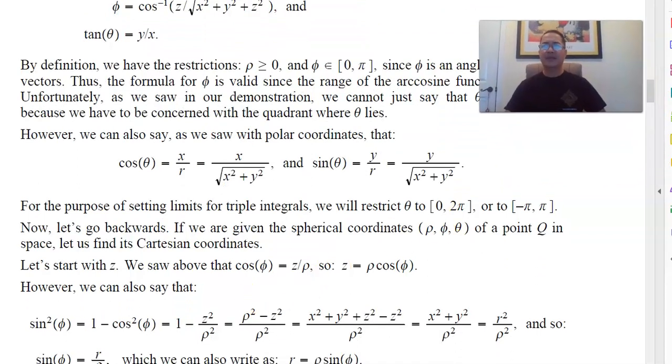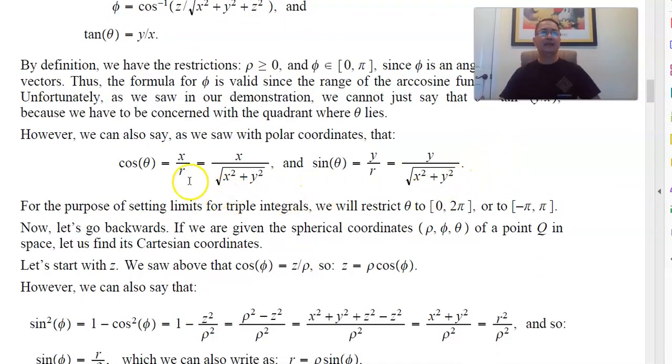So we will also think of theta in terms of our polar coordinates from before. So cosine theta is x over r, where, as usual, r is the square root of x squared plus y squared. Similarly for sine theta.